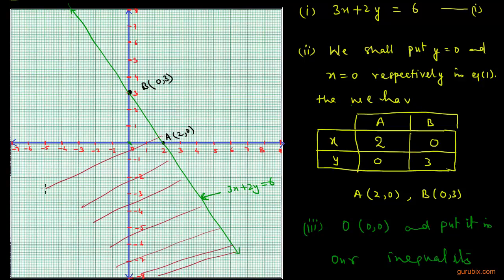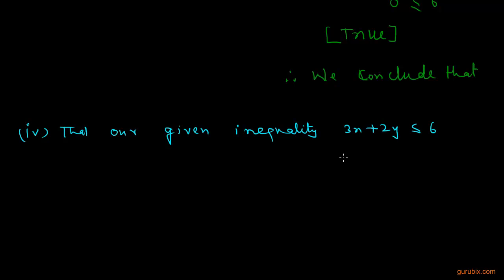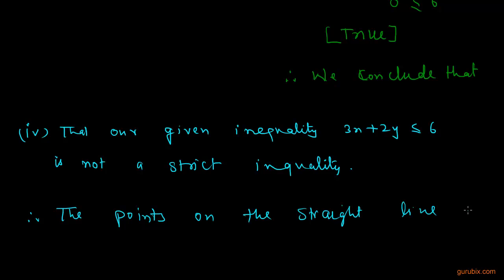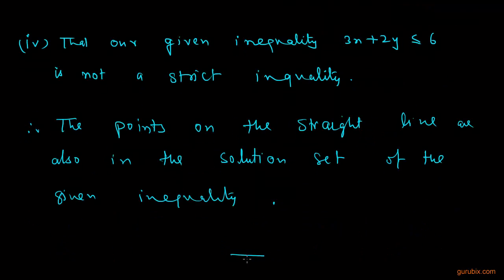This region is the solution set. Here is another important point to understand, that our given inequality 3x + 2y ≤ 6 is not a strict inequality. Therefore, the points on the straight line are also in the solution set of the given inequality. So this is the solution of our question.